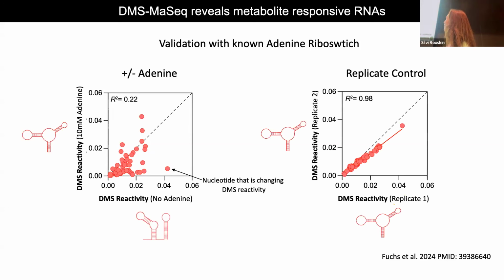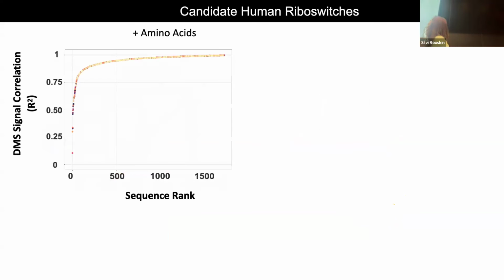When we have replicates, obviously the data is really nice. So then when we have a library of thousands of things, all we look at is this R-squared number that tells us, okay, the structure stayed the same or the structure changed. And I'm going to show you one of our screens. This is the DMS correlation R-squared, and this is the sequence rank. So this is about 2,000 sequences.